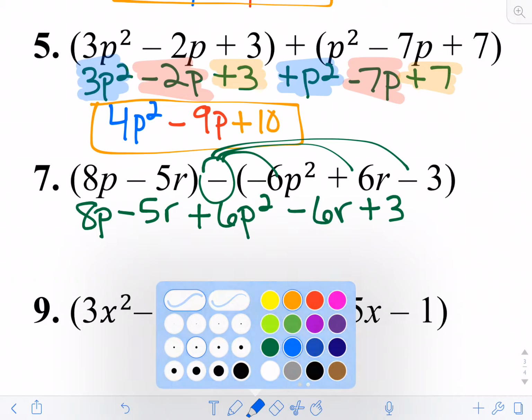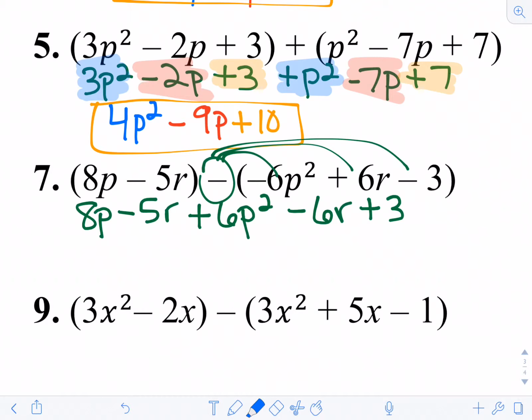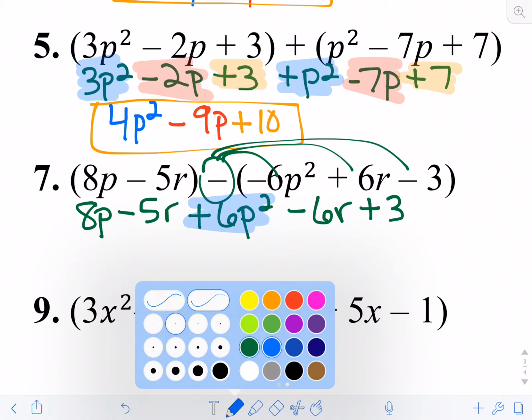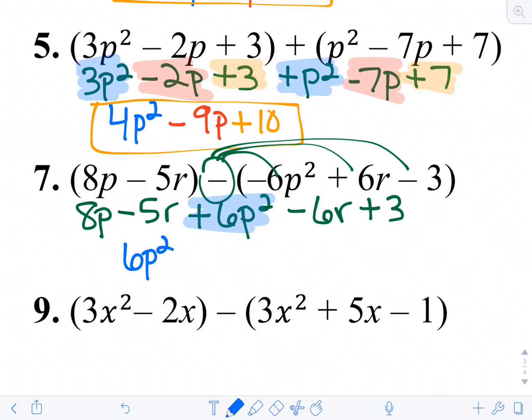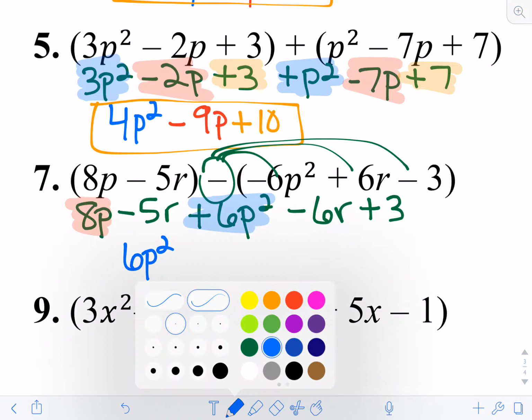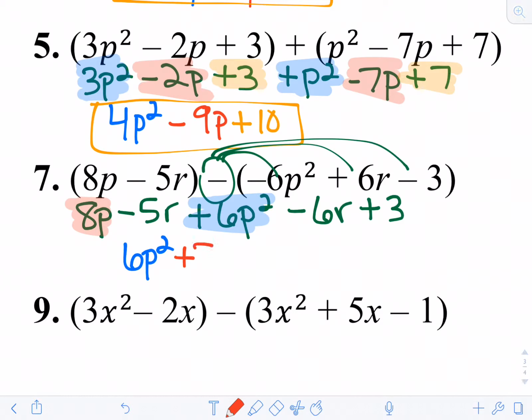After that, then we can start combining like terms. So I'm going to go with my highest degree, so I have a 6p squared right here. There's no other p squares, so I'm going to write 6p squared. Then I have my p's. I have an 8p here. There's no other p's, so I'm just going to write plus 8p.